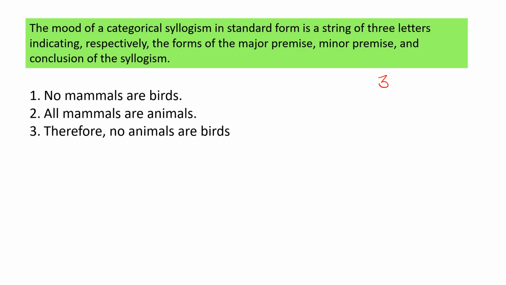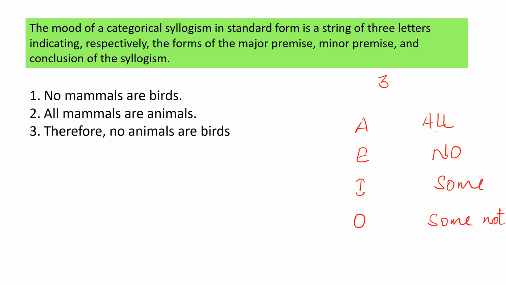For example, if you look at this, no mammals are birds. If you remember the square of opposition, there are 4 types of categorical proposition. First is A type, then we have E type, then we have I type and O type. So A is when it starts with the word all, E is when it starts with the word no, I is when it starts with the word some, and O is which starts with some and has not also in the statement or in the proposition.